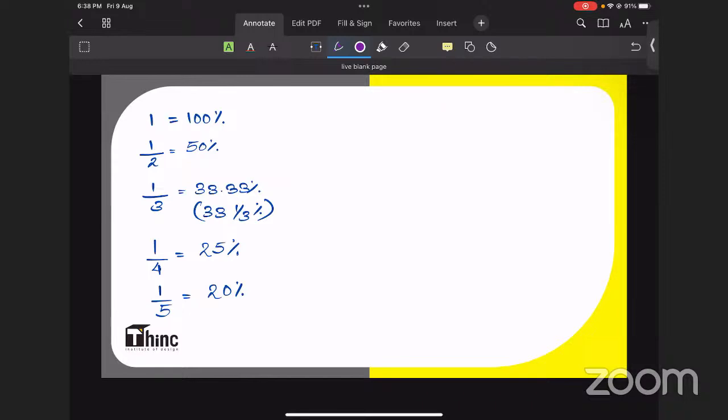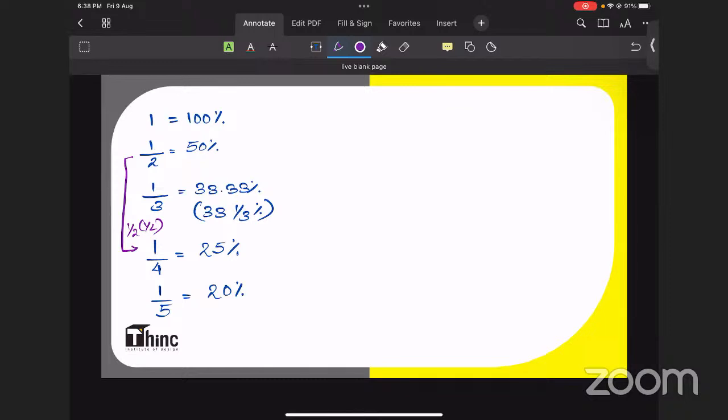1 by 4 is half of 1 by 2, isn't it? 1 by 4 is half of 1 by 2. Okay, easy to remember. Half of 1 by 2 is 1 by 4. So this way we are remembering things.